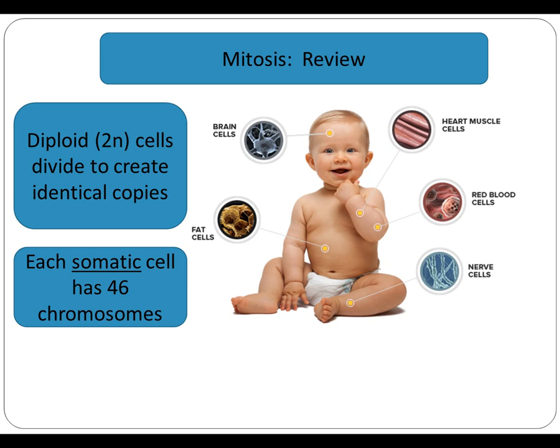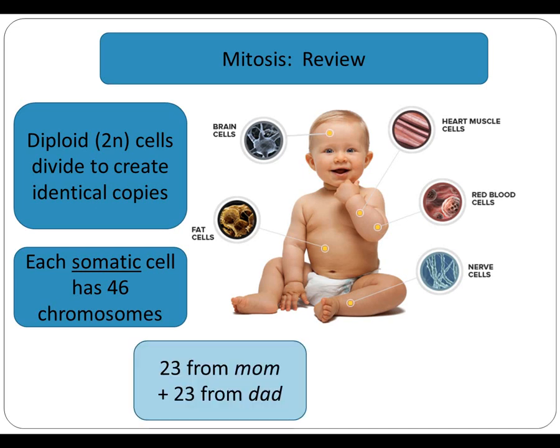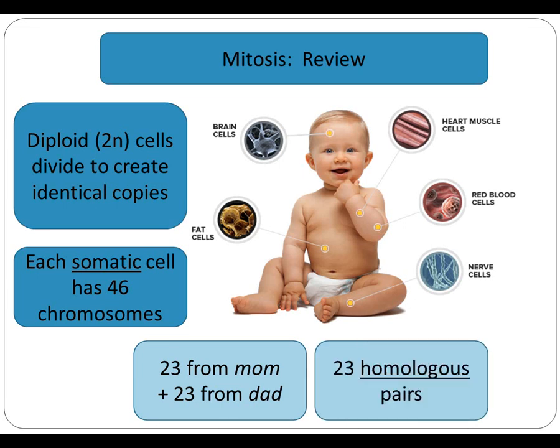So in the human, each somatic cell will have 46 chromosomes. Is that the same number for all species? No. Very good. We already identified 23 from the mother, 23 from the father, collectively that would give us 2N. Are you okay on the mitosis summary? We went through the cell cycle. We talked about interphase, the mitotic phase that gives rise to these different daughter cells. Those 23 pairs of chromosomes are called homologous chromosomes, which we also defined.